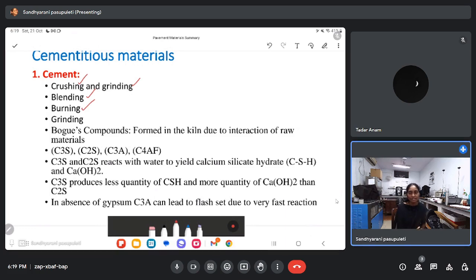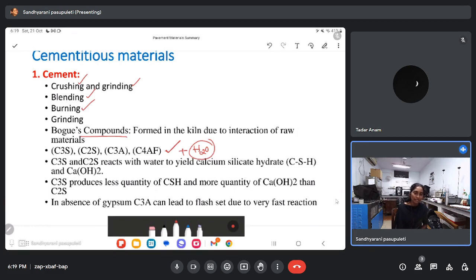When these raw materials are in the kiln at higher temperatures, they react with each other and form some compounds. Those are called the Bogue compounds. Those compounds are C3S, tricalcium silicate, C2S, C3A, and C4AF. These are the four compounds that are responsible for the strength of the concrete. When these compounds react with water, this process is called hydration. And they release some heat.